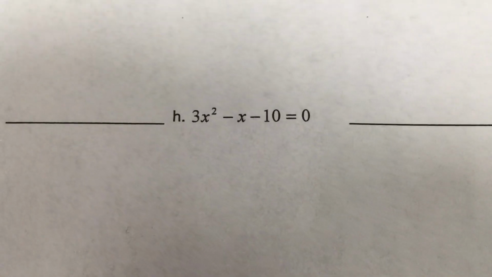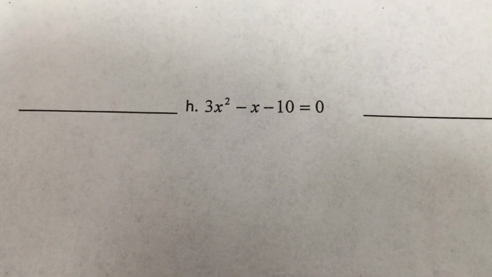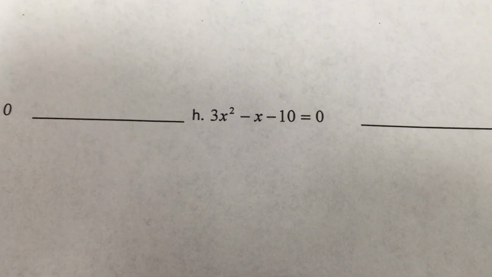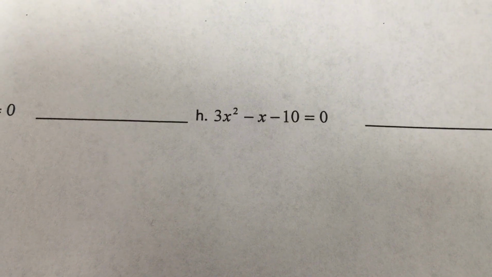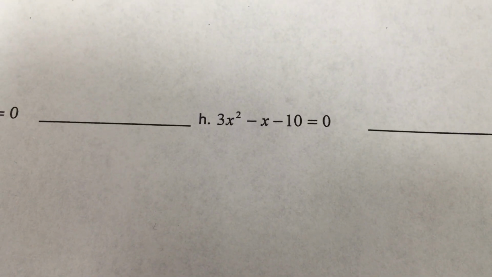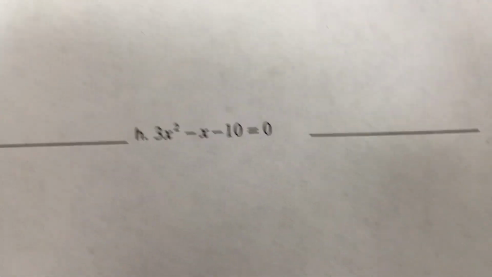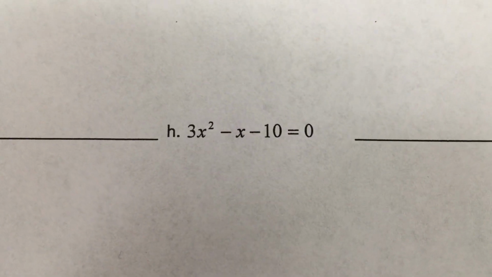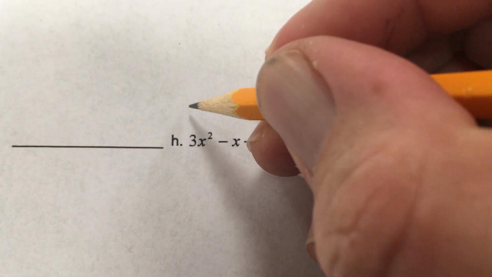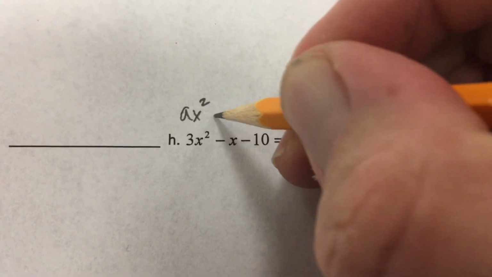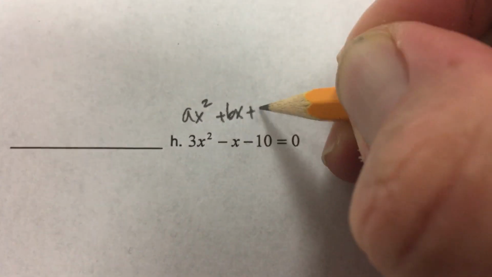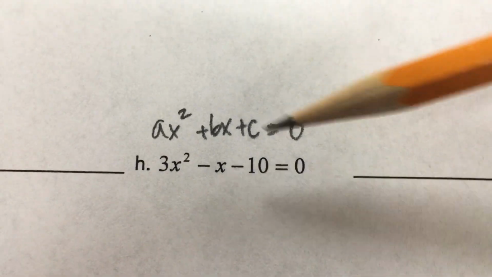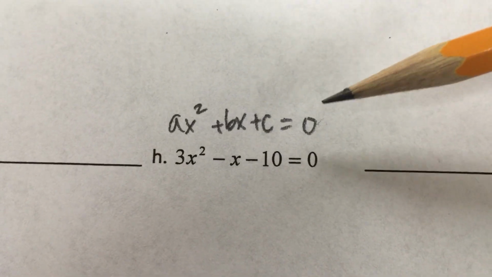In this video, we will be factoring trinomials or quadratics so that we can find the solutions. Before we can do any of this, we need to make sure that it is in the proper form. We need to make sure that it is in ax squared plus bx plus c equals 0 form. In order for us to solve quadratics, it always has to be equal to 0.